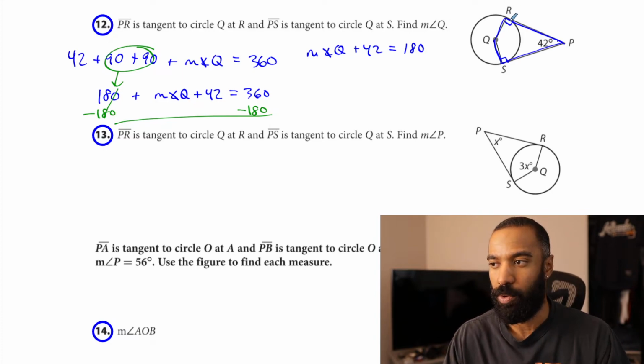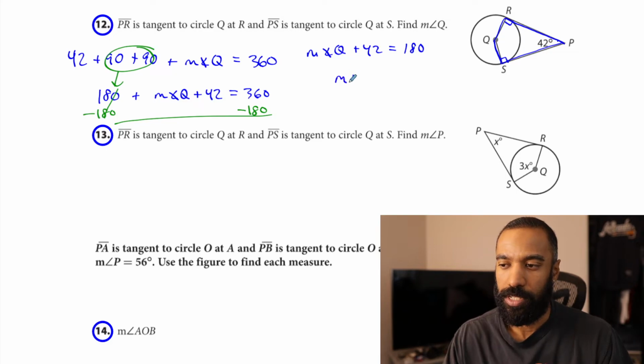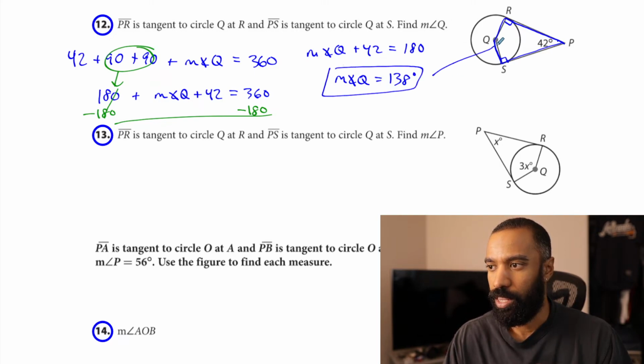I get to skip the 90s right here and go straight to here. This plus this is 180. And by the way, the 90 plus 90 was also 180 as well. Anyway, subtract 42 from both sides. I am going to get the measure of angle Q is 138 degrees right there. That's how large that guy is.